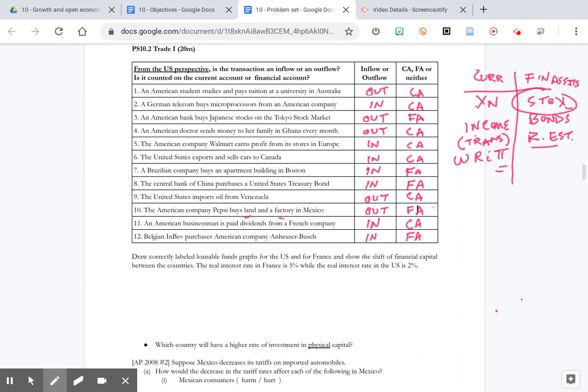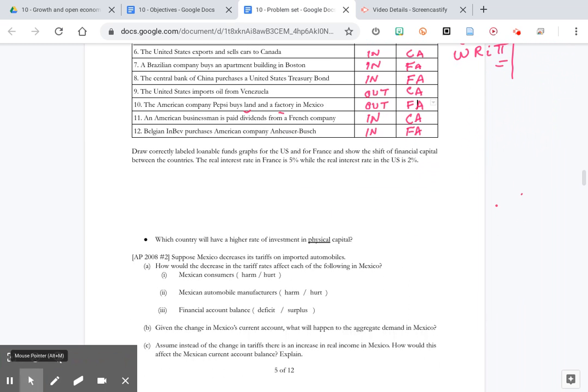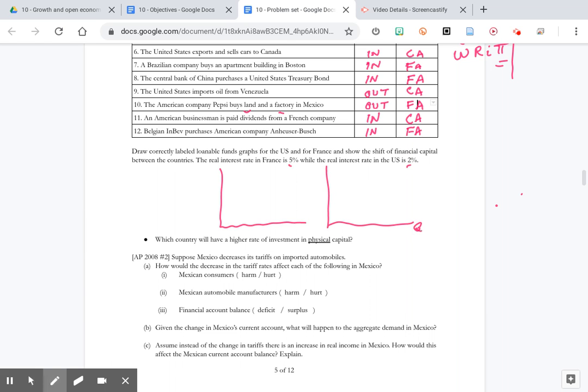Okay, now we're going to take a look at the loanable funds graphs for the US and France and show the shift of financial capital between the two countries. We're actually going to start with the real interest rate in France being 5 and the real rate in the United States being 2. So we have to draw two graphs, and both of these are going to be kind of rough here. QLF, and we'll put France here and the US here, and the real interest rates.